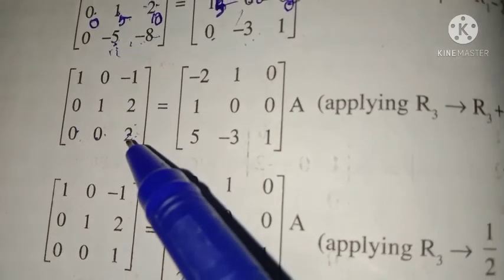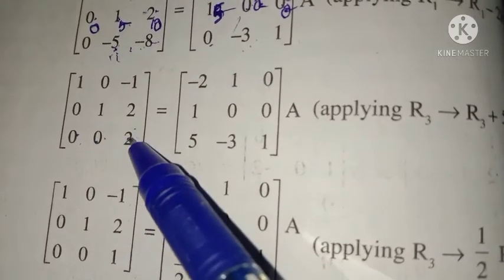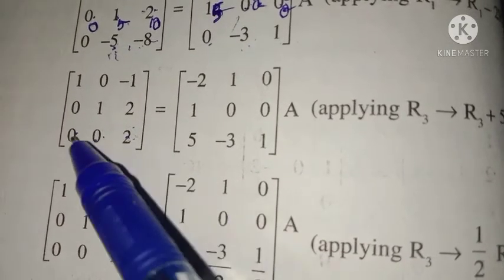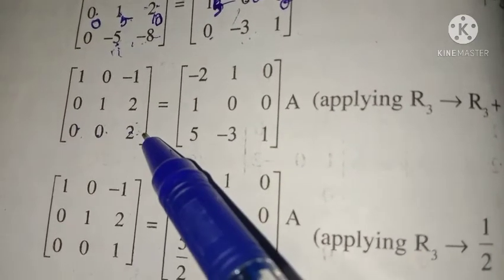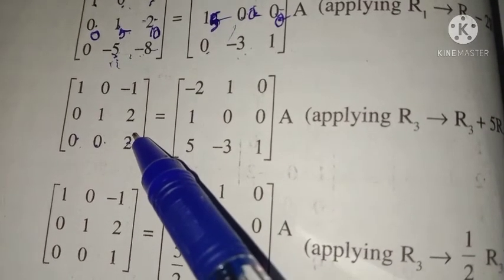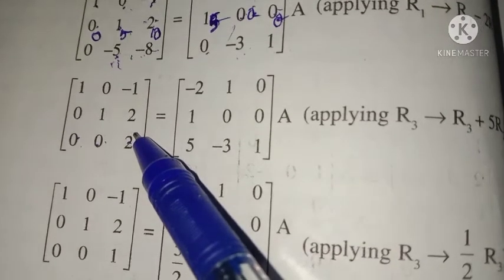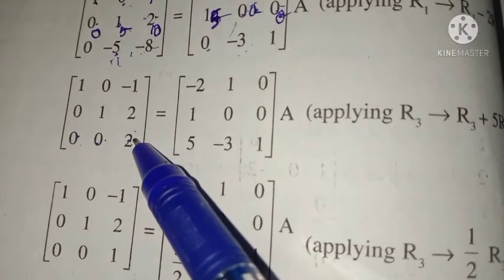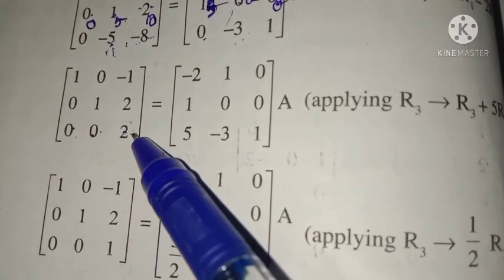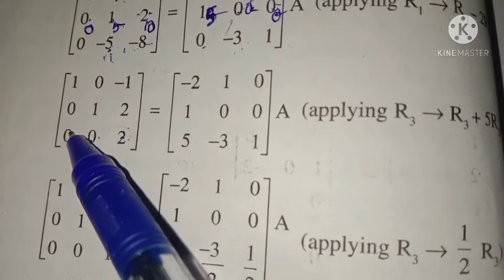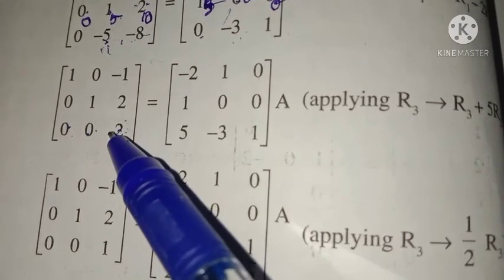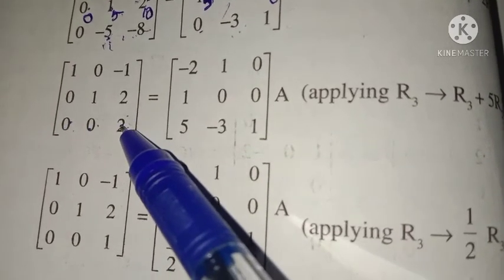So we want to convert this 2. This 2 belongs to third row. So we want to change third row. See here, instead of this 2, we need to make it as 1. So all other entries are 0. So it is very easy. We have to divide these entries by 2, or scalar multiplication by 1 by 2.